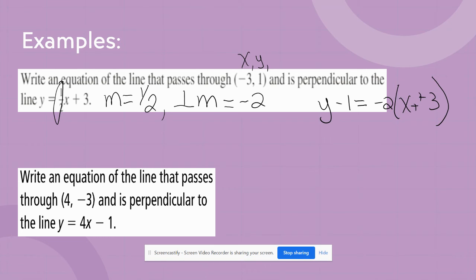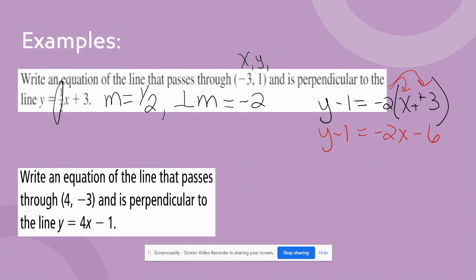Add the opposite there, and if they didn't give us a specific form, then point slope form, we just write y minus 1 is equal to -2 times x plus 3. Let's take this further, though, to slope-intercept form. Start with distributing the -2. -2 times x is -2x. -2 times 3 is -6.